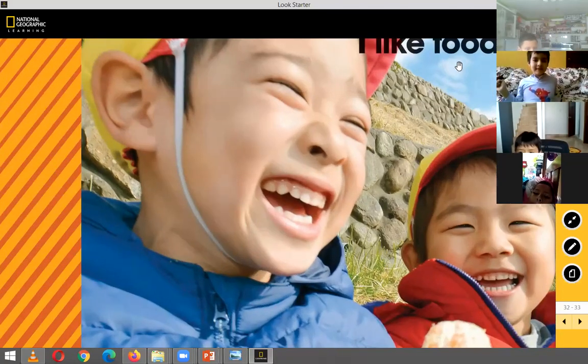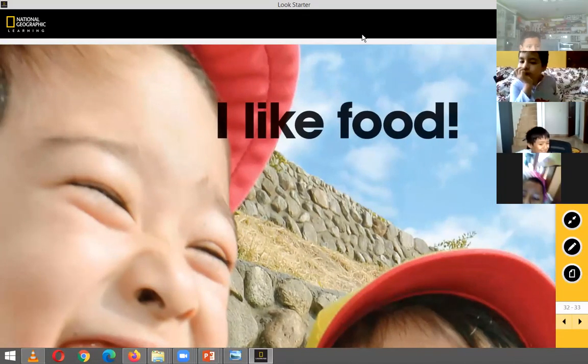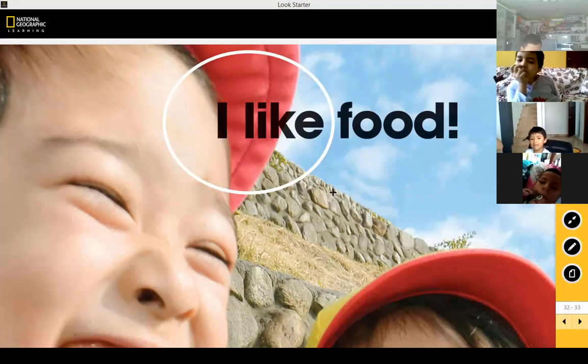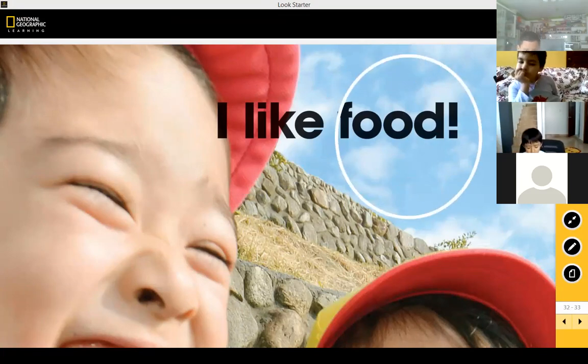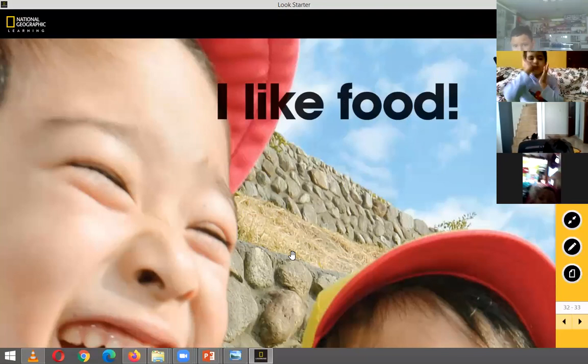Now, I want to show you something here. This is a new vocabulary. Tenemos aquí un new vocabulary because today we are going to talk about food, ¿ok? And look, what says on this part? It says, I like food, ¿ok? When do you use like para decir que me gusta? I like food, me gusta la food.